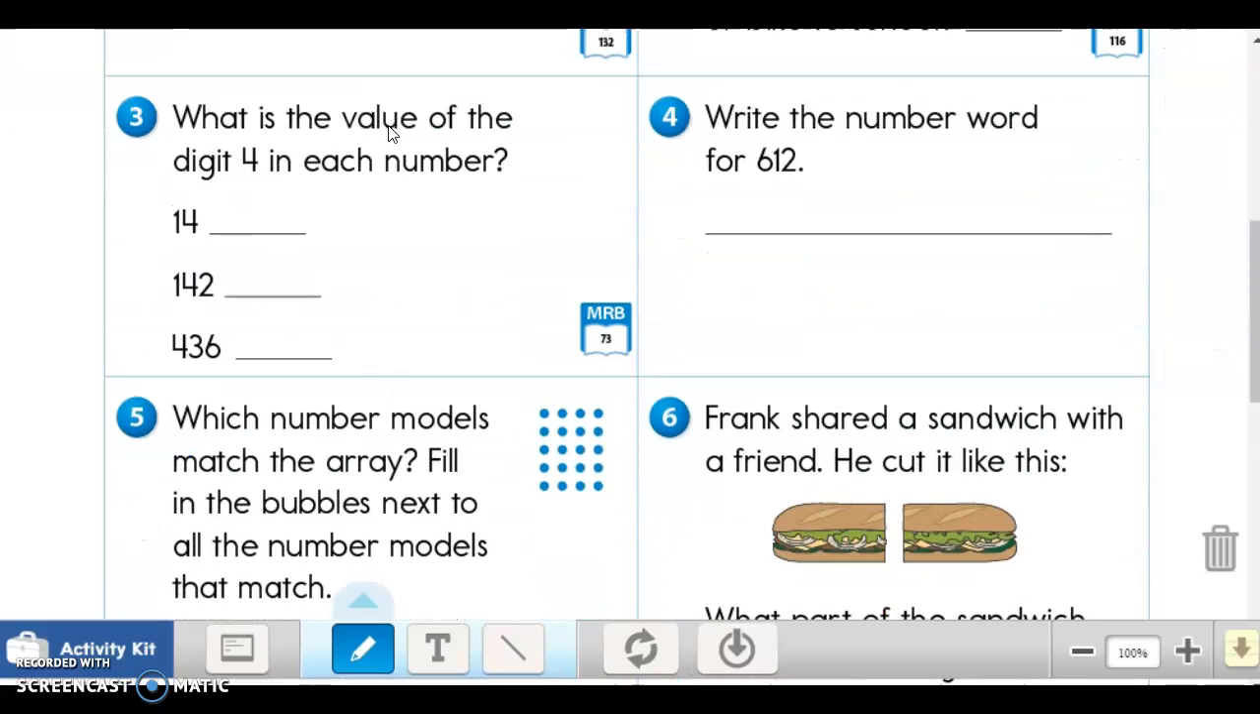Number three, what is the value of the digit four in each number? Well, let's see, that would be in the ones place, so that would just be four ones, four. This one would be in the tens place, four tens is 40. And this one, ones, tens, hundreds, that four is in the hundreds place, that'd be 400. Remember, it's asking the value. Question four, write the number word for 612.